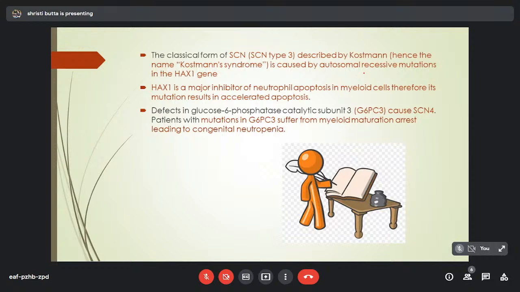We also have the severe congenital neutropenia type 4, where there is a defect in the glucose 6-phosphatase catalytic subunit 3. Patients with mutations in G6PC3 or glucose 6-phosphatase catalytic subunit 3 suffer from a myeloid maturation arrest, usually at the myelocyte or promyelocyte stages, and that results in a congenital neutropenia.